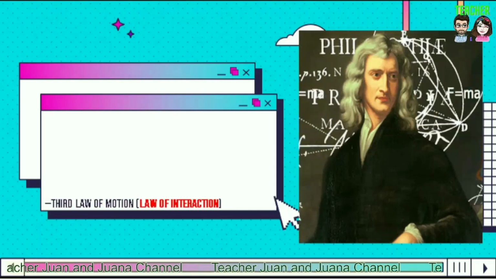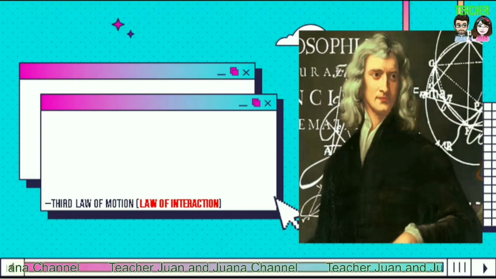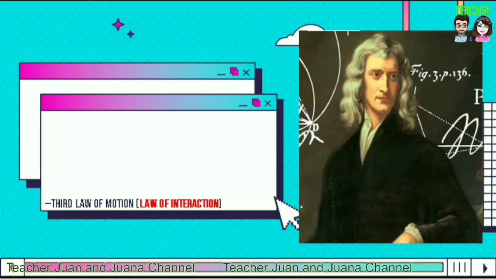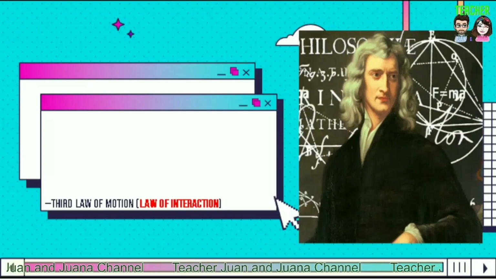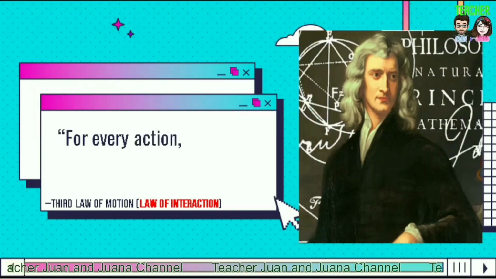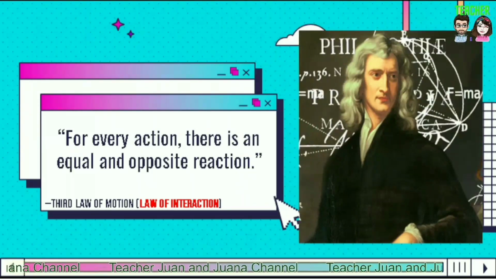And the third law of motion is the law of interaction. Please state what is this law. You can type your answer in the comment section. Great job! It states that, for every action, there is an equal and opposite reaction.